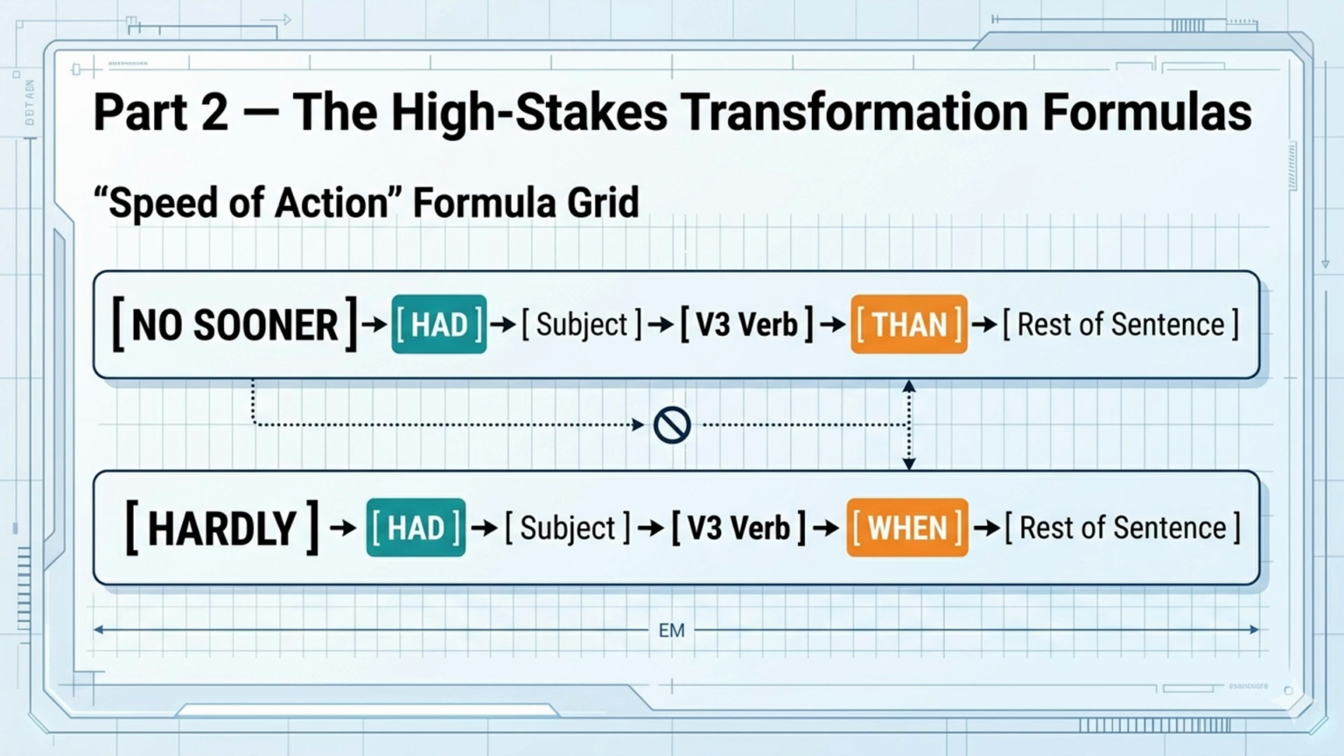Number 2. The condition and concession bridge, using conditionals. When one statement depends on or contradicts another, advanced conditionals are the ultimate tool to bridge them seamlessly.